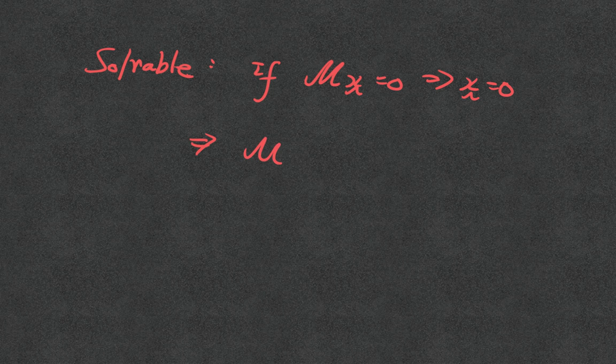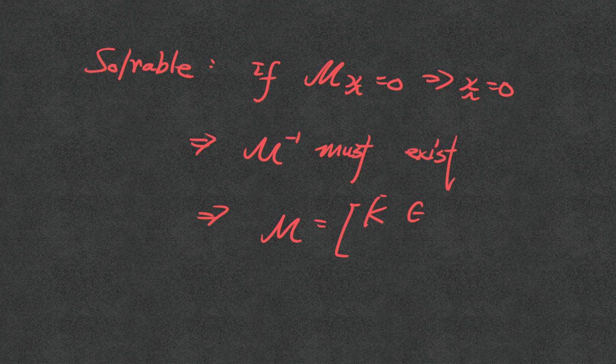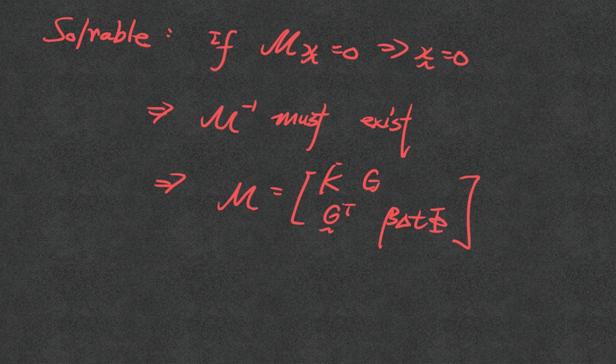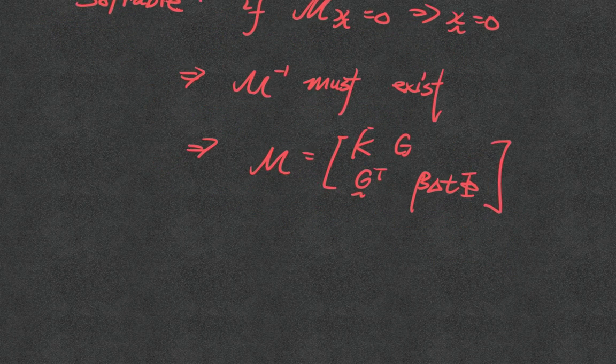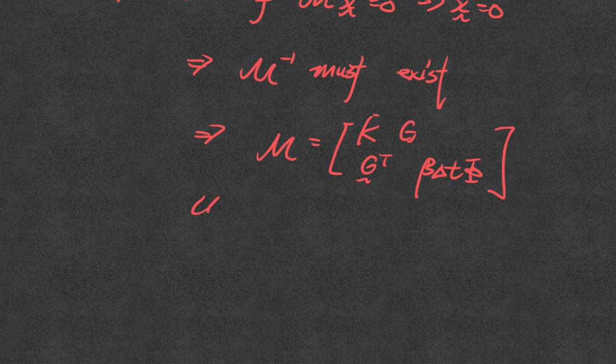So what it implies is that m minus 1 must exist. And then what we're calling m is actually k, g, t, beta delta t, omega. And this is actually for the continuous problem. And then there's a special case that is called undrained. Okay, what is undrained? Undrained is when the permeability is 0, there's no way for the water to move.